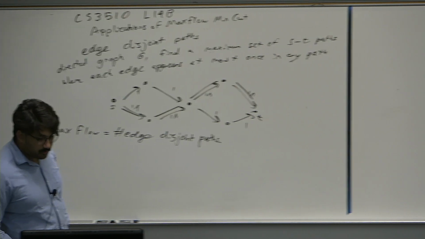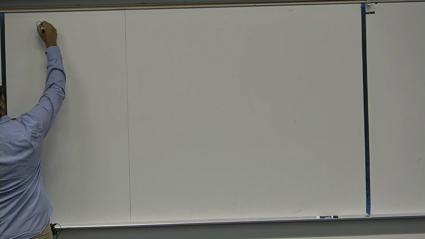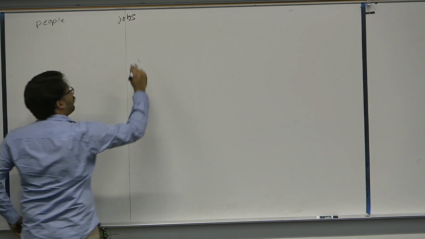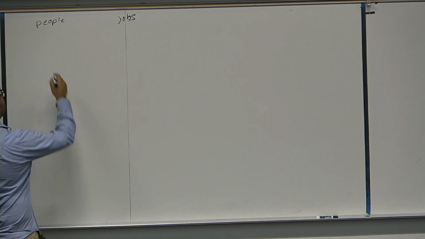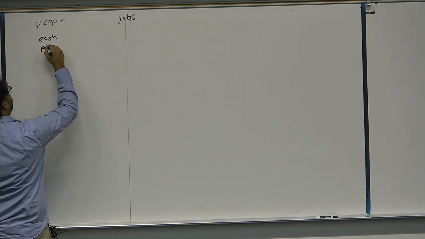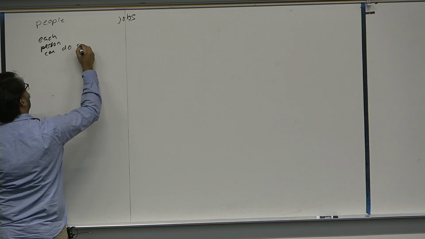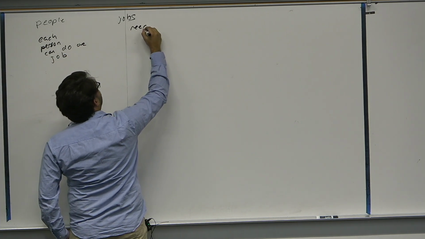Okay, the next problem is a graph problem as well, but I'll word it a little differently. Let's suppose you have people and you have jobs to do, like scheduling at a company, they have the Trello tasks or whatever, right? Each person can do one job, and each job needs only one person.